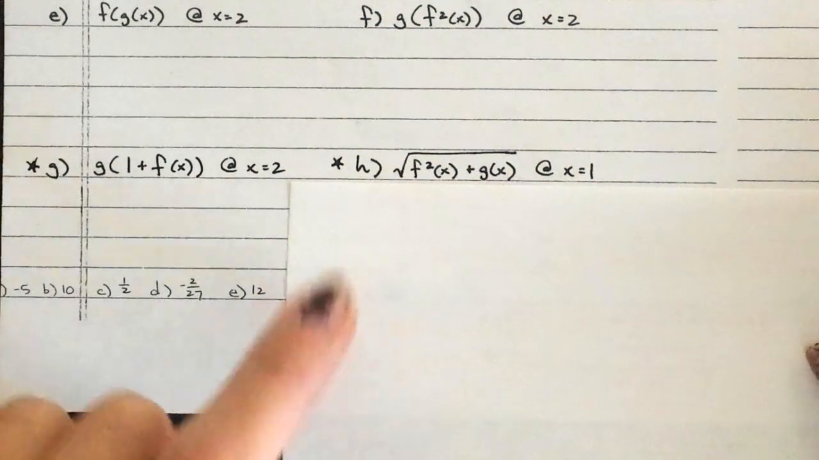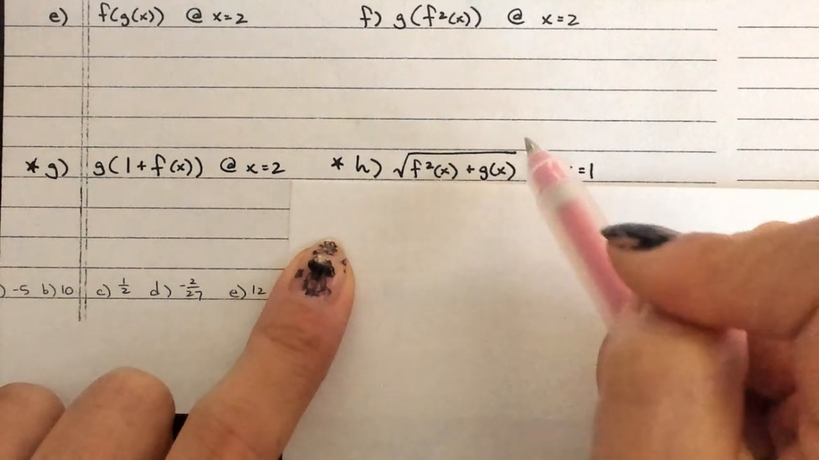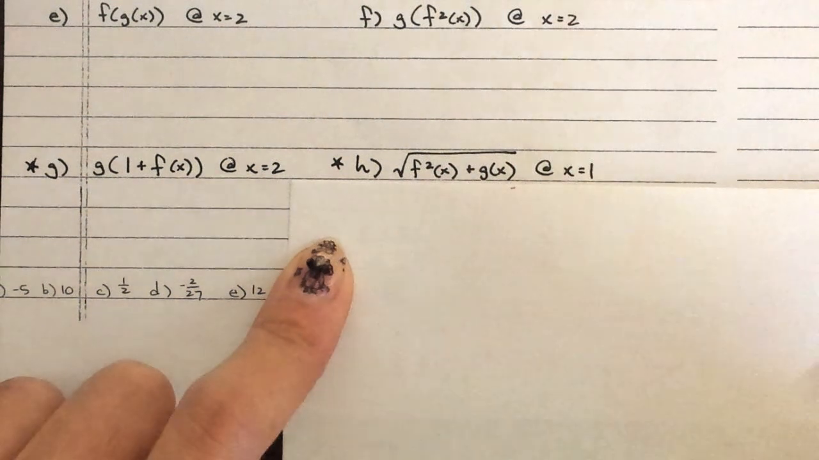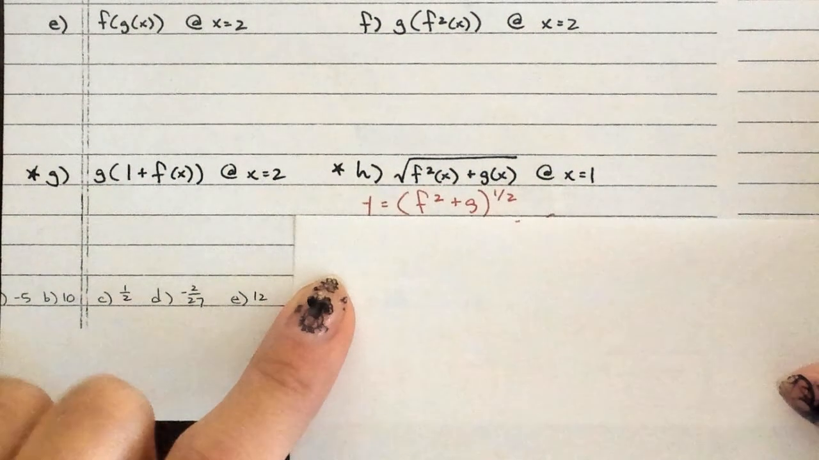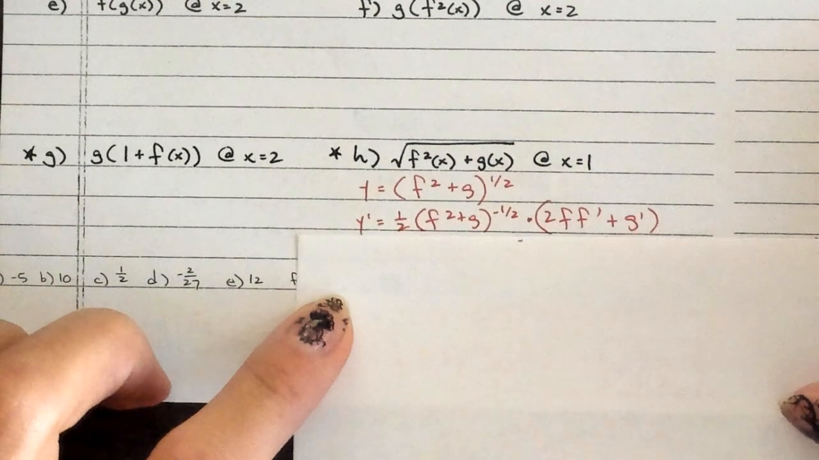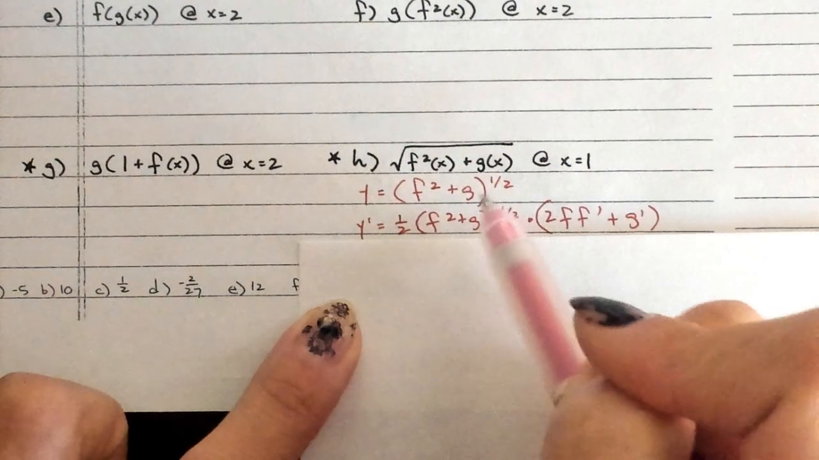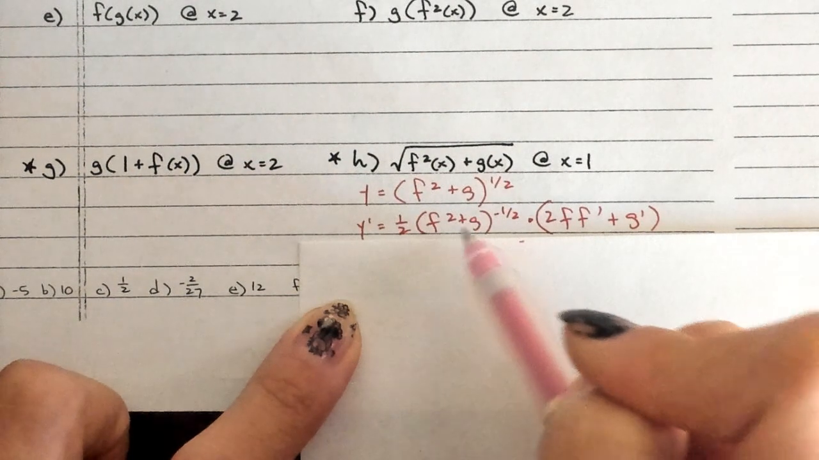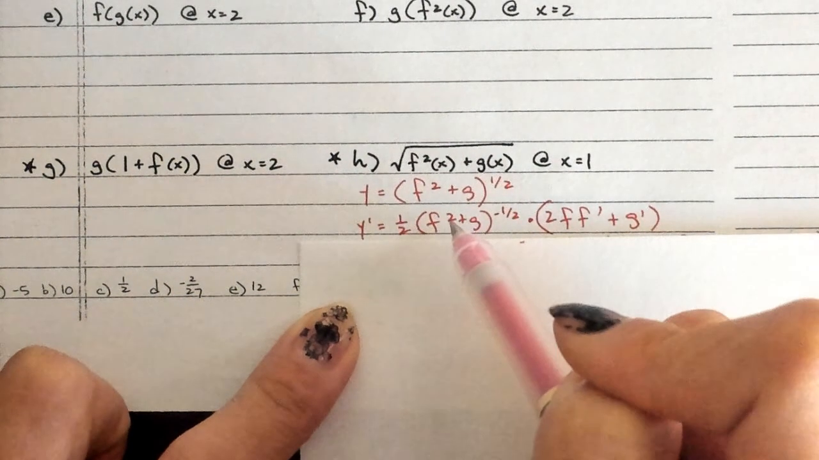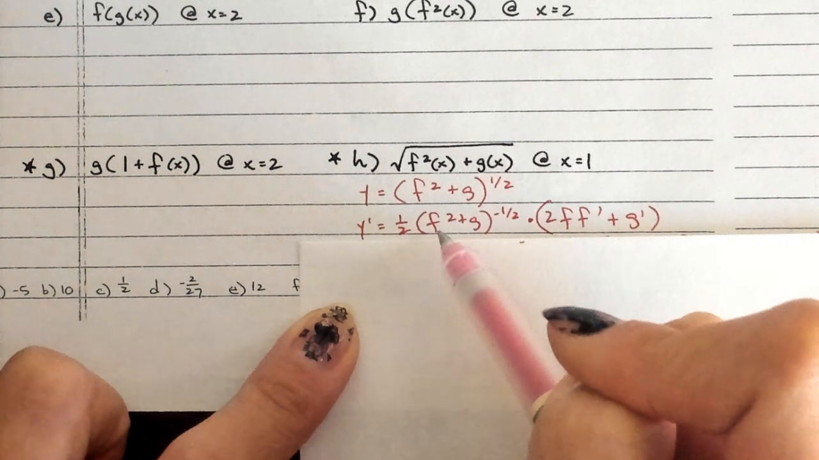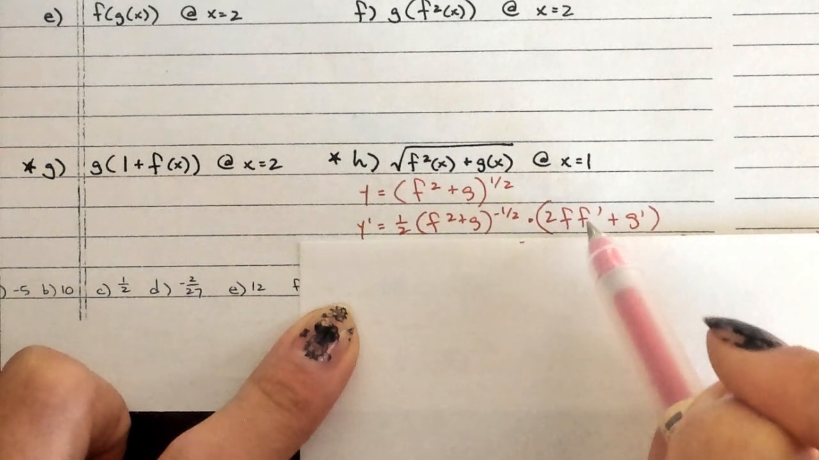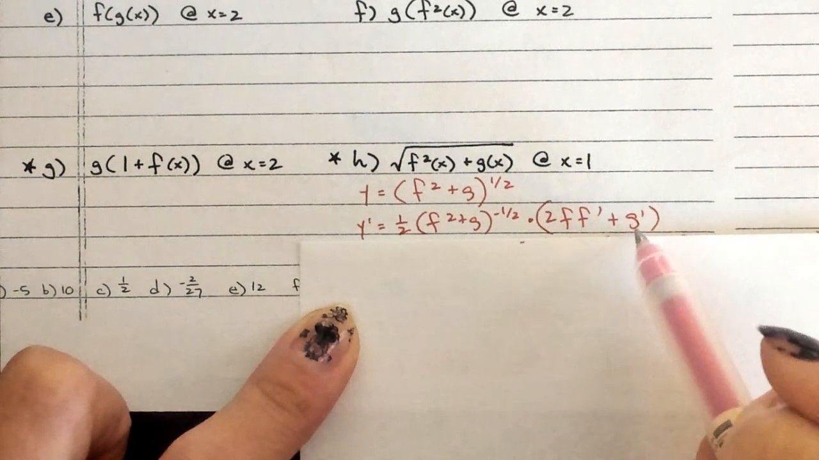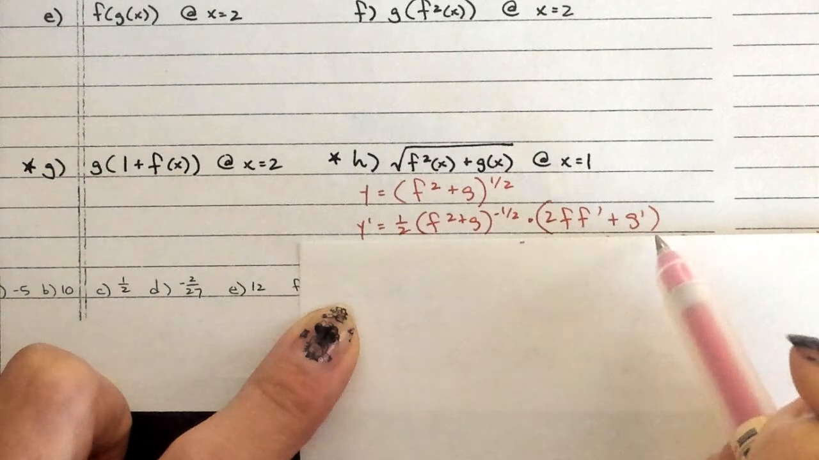Use a pencil. All right, this is a power rule. So power rule comes forward, and then what do you have? So this is the original. And then using the power rule, I'm going to say comes forward to the negative 1/2 power times the derivative of the inside. What is the derivative of the inside? It's going to be 2f to the first power times f prime, right? Plus the derivative of g is just g prime. So this is your derivative of the whole thing.